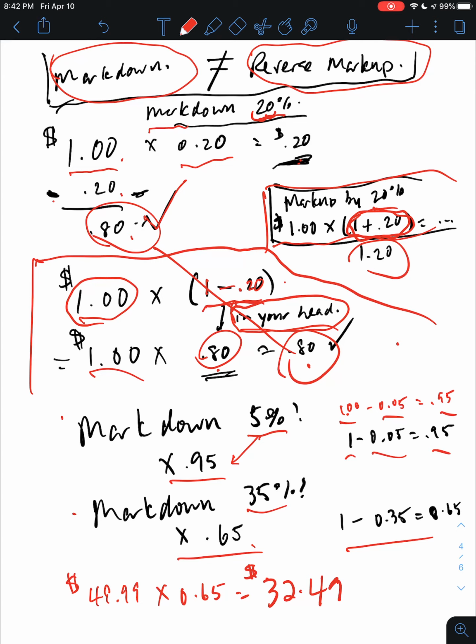Yeah, that may be off by a penny because stores sometimes round up when they should round down. Anyway, $32.50, $32.49, whatever. And there's penny rounding nowadays anyway, so it's not such a big deal. All right, so that's how you do a one-step markdown.